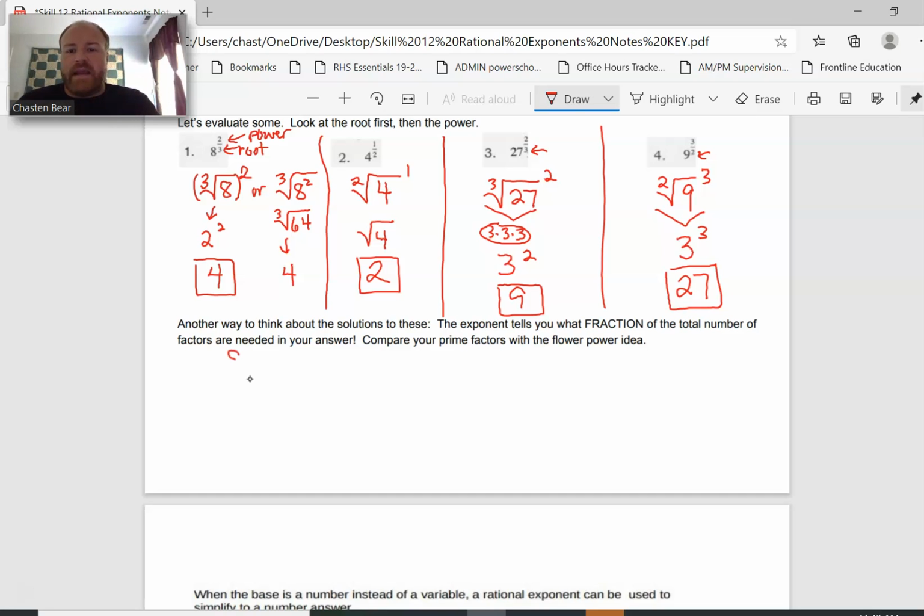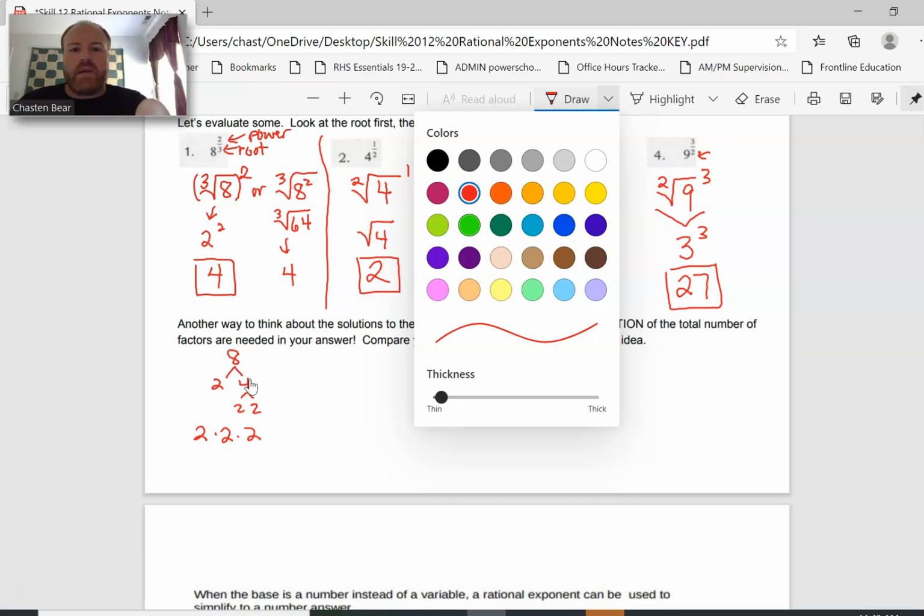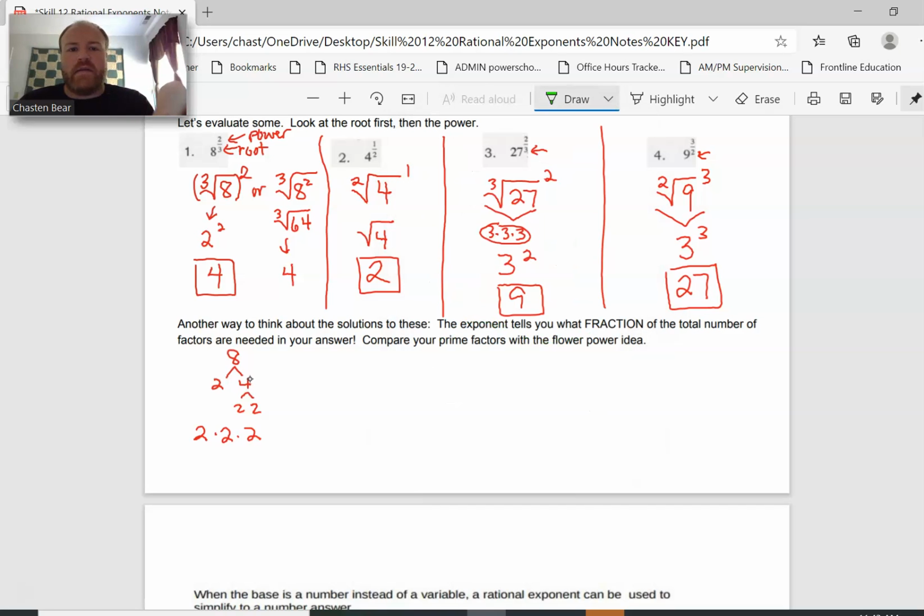If I take the 8 and I do the prime factorization, I end up getting 2 times 2 times 2. Okay, now when I'm looking at this, remember the original problem that we had was what is 8 to the 2/3? So here's 1/3, 2/3. 2/3 of my total prime factors make the value 4.